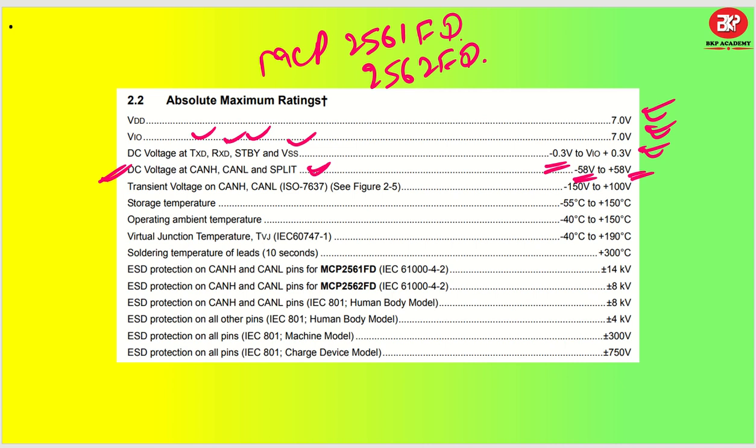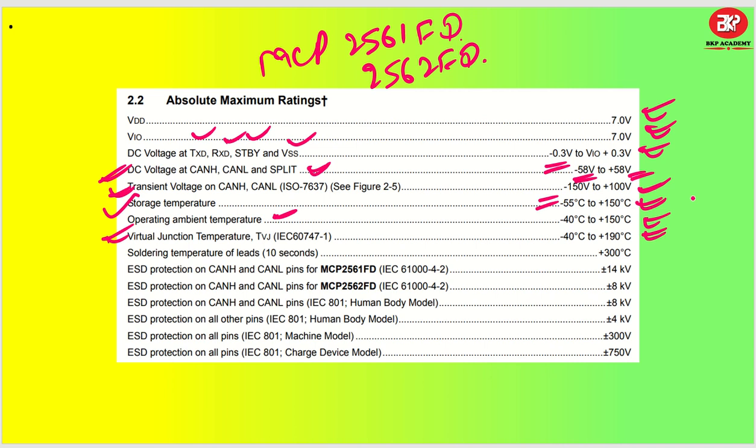Okay. It has transient voltage capabilities on CAN high and CAN low up to minus 150 volt to 100 volt. So minus 150 volt to 100 volt, it has the transient capabilities on your CAN high and CAN low buses. It has a storage temperature of minus 55 degree to 150 degree. Okay. It has an operating ambient temperature range of minus 40 degree to 150 degree. And it has a virtual junction temperature range of minus 40 degree to 190 degree. So these are all maximum ratings.